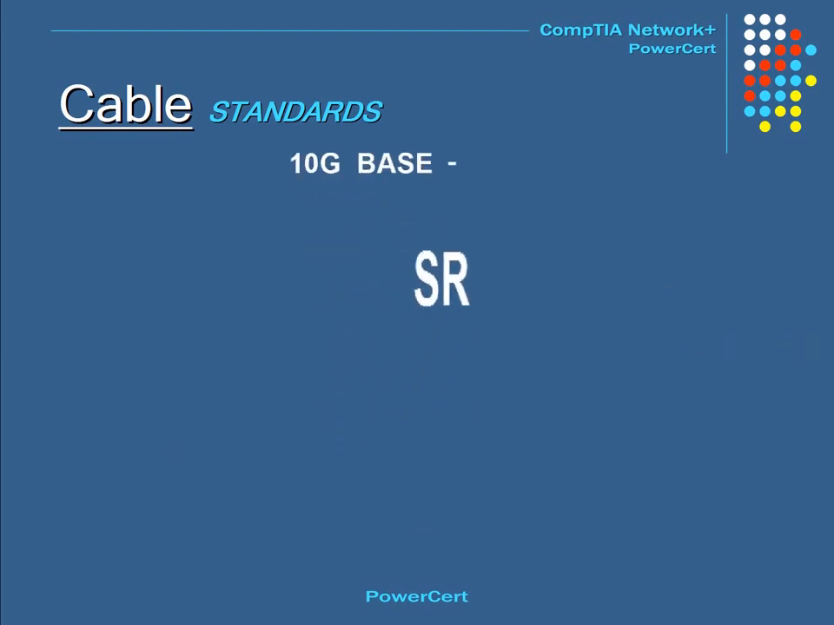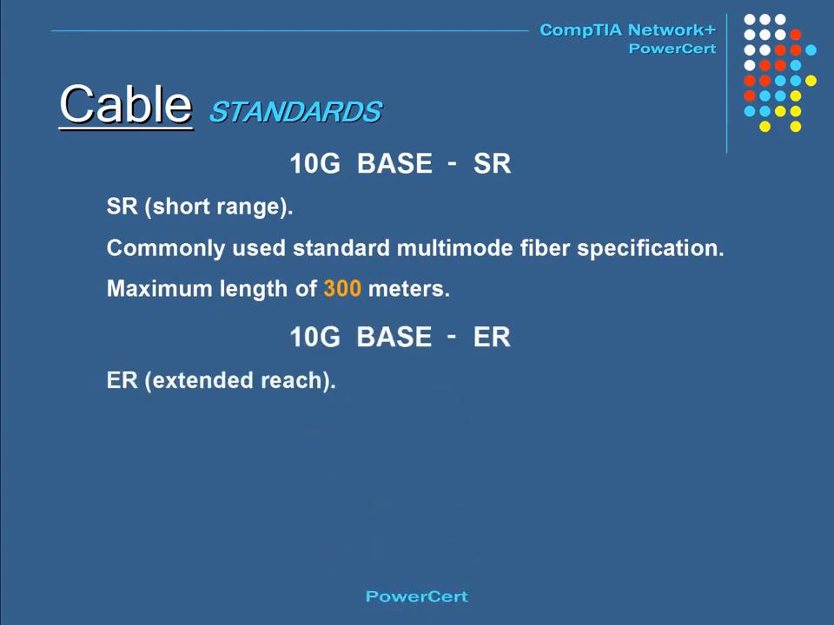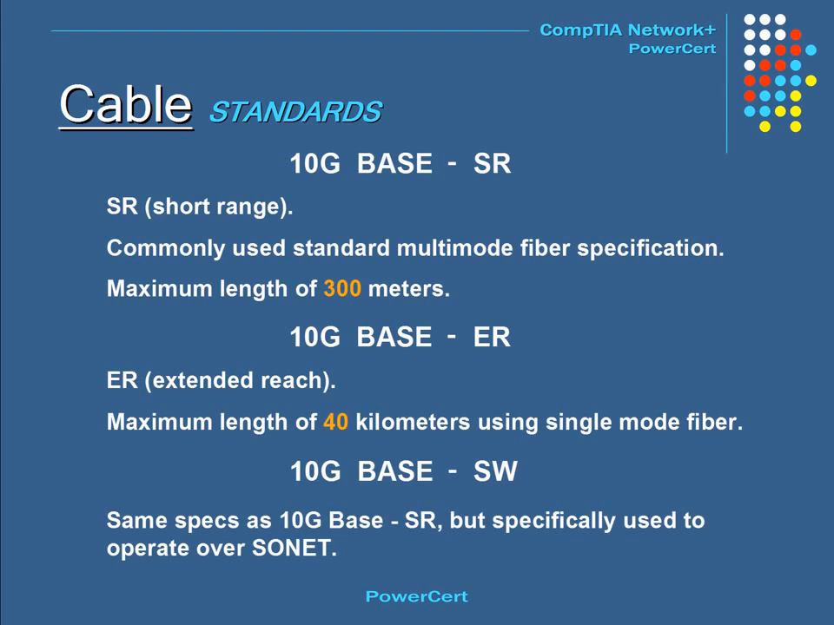Next is 10G-base-SR, where the SR stands for short range. This is a commonly used multi-mode fiber optic specification and has a maximum length of 300 meters. 10G-base-ER, or extended reach, has a longer range of 40 kilometers using single-mode fiber optics. 10G-base-SW has the same specification as 10G-base-SR, but this is specifically used to operate over SONET, which is synchronous optical networks.